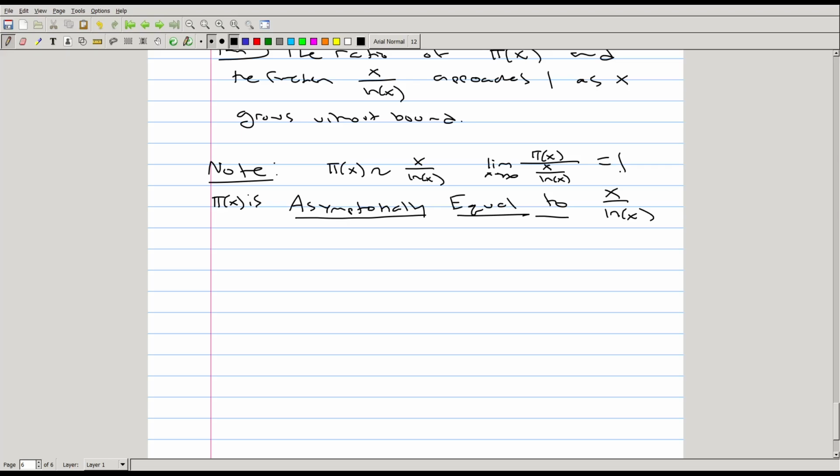This is just a much stronger condition than just saying that pi of x has the same order of growth as x over ln of x. And what's interesting is that if you know what a limit is, all of the previous things that we've done in regards to order can be rephrased in terms of limits.